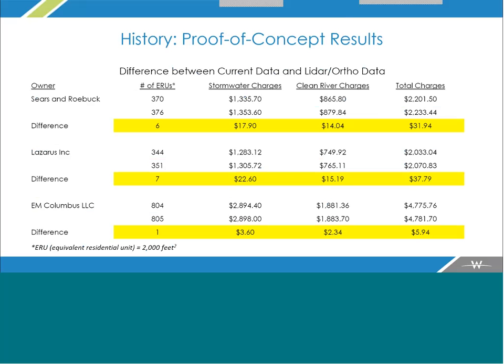The next slide shows how that 29,000 square feet translates into ERUs, and also shows you the breakdown from a dollar perspective, what the charges would have been, and the differences in each one of those areas that were used as a proof of concept, considering that 1 ERU in this case is 2,000 square feet.